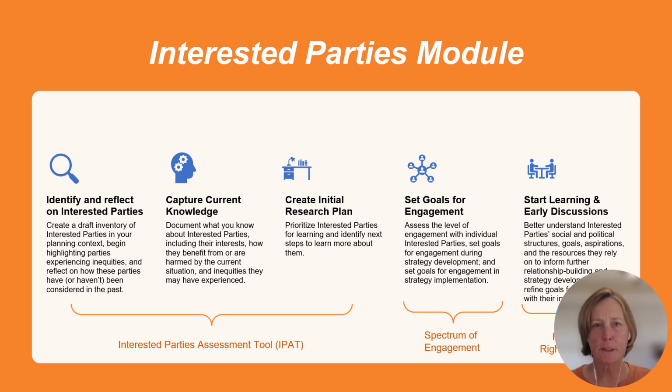The module uses 3 tools: the Interested Parties Assessment tool, which is in Mural, the Spectrum of Engagement, which uses an Excel workbook, and then we hand you off to the Human Rights Guide, which was created by the Nature Conservancy a few years ago, which is a really useful resource with concrete tools and ideas for how to move forward.